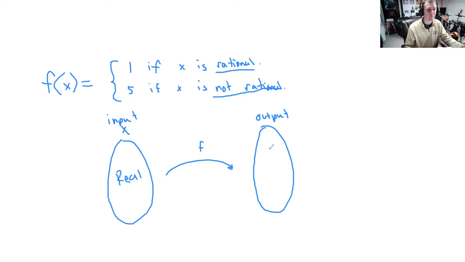Now the range, I said a follow-up question, right? The range here, it's only two possibilities. 1 or 5. So the range is literally those two numbers. The set, 1, 5, that's it. Domain, everything, any real number. Output, the range, just 1 and 5. About half of the numbers get sent to 1. And about half of the numbers get sent to 5. Okay? All right.